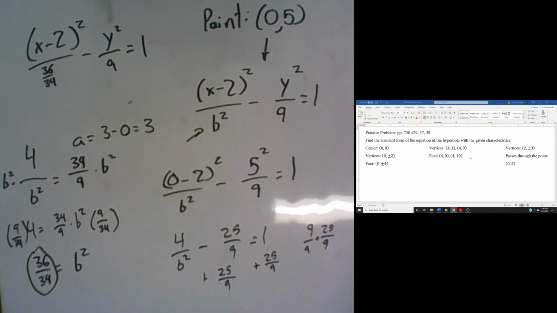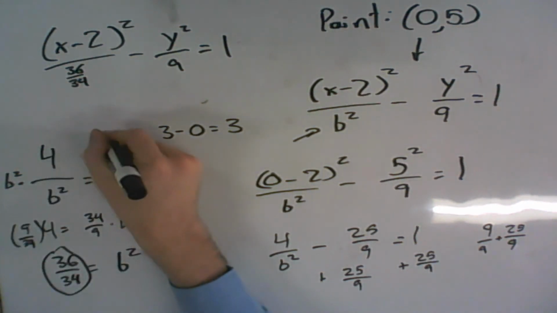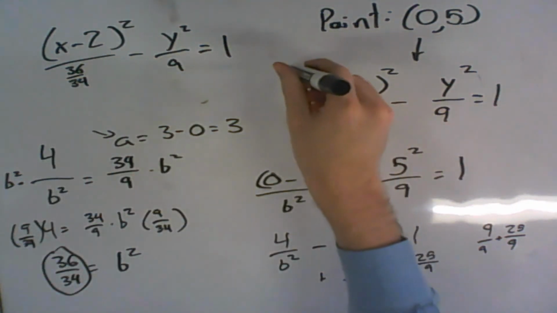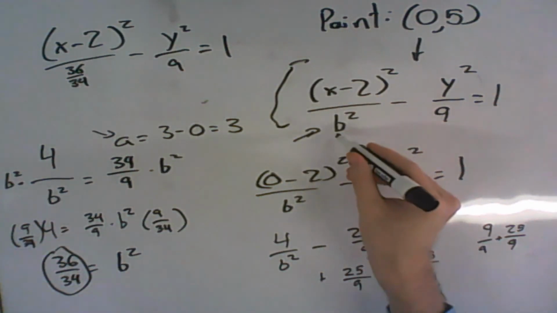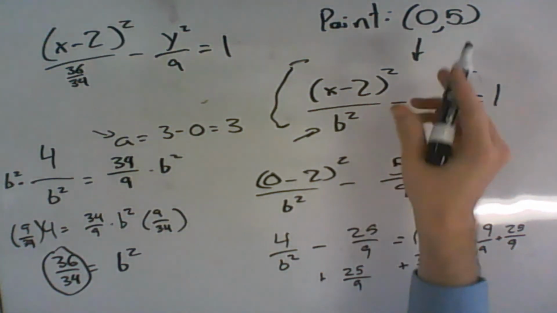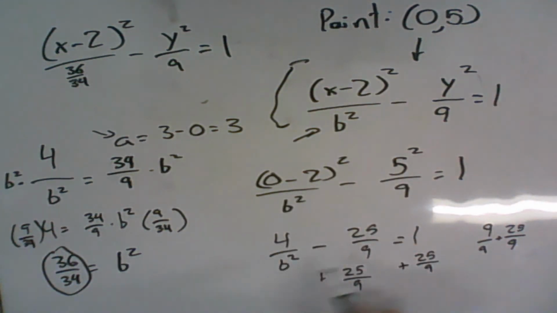The easier ones I will write the answer to in just a moment. So, looking at this board real quick. First I took the vertices and I found the center. After finding the center, I found A. So then I was able to write this equation, but I didn't know what b squared is. So I had to solve for b squared. So I plugged in the point for x and for y. That's what I did right here.